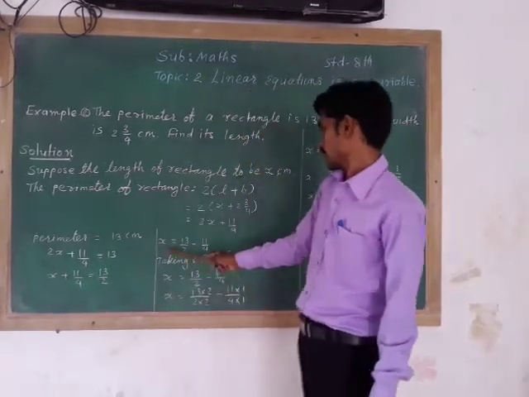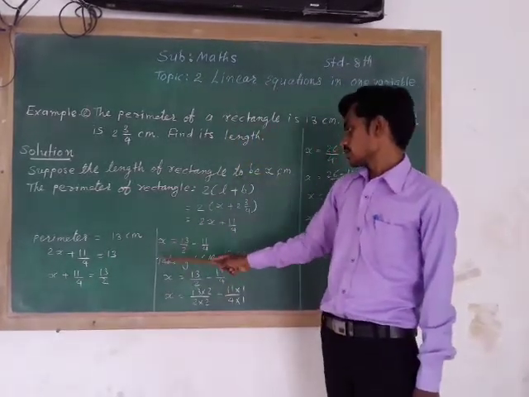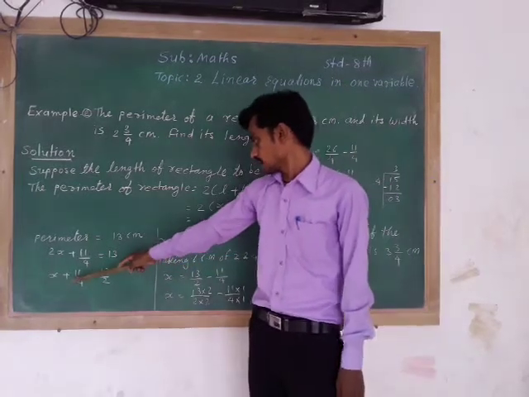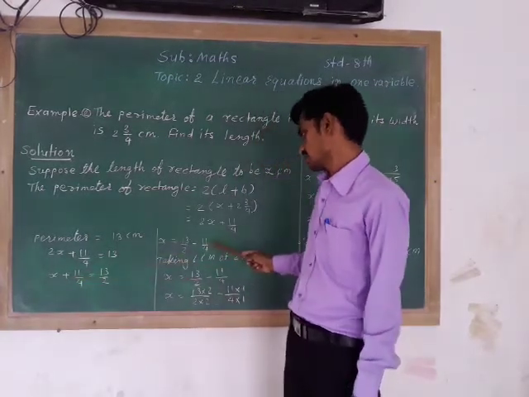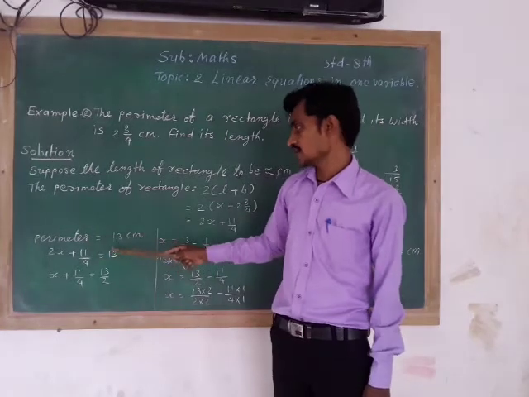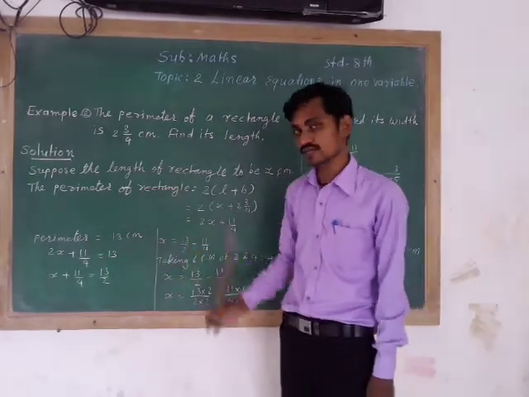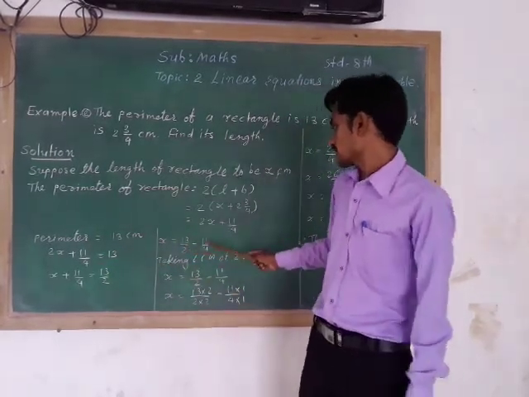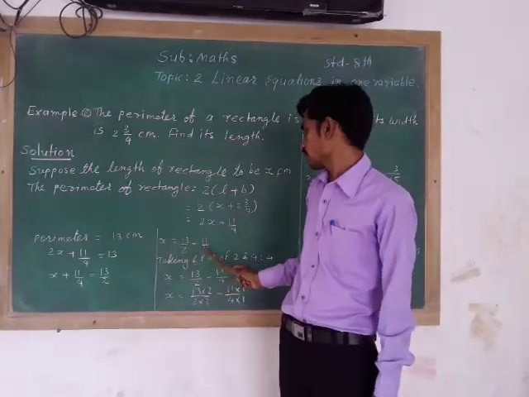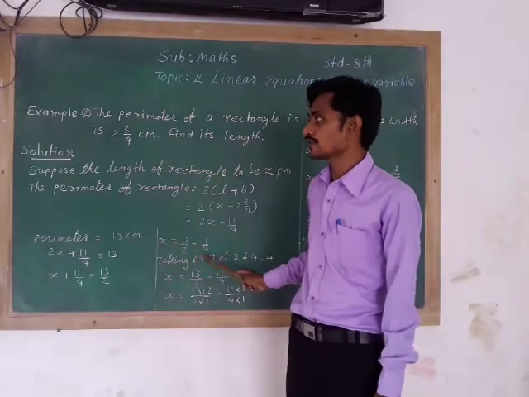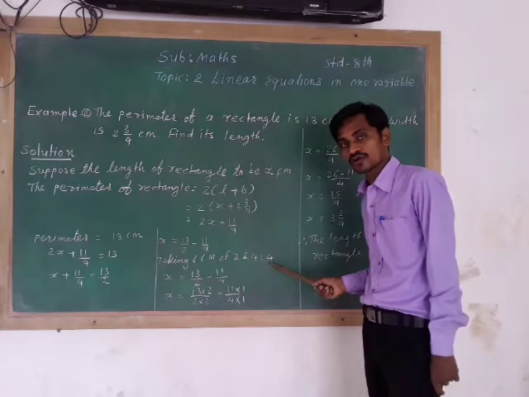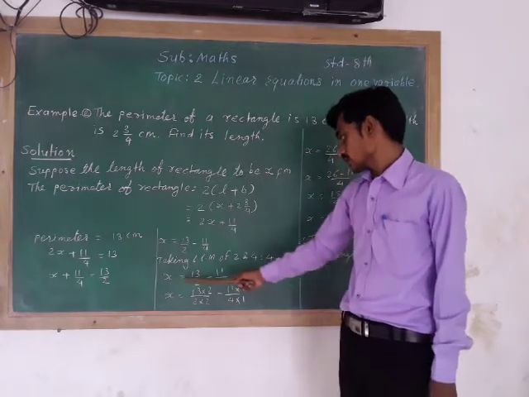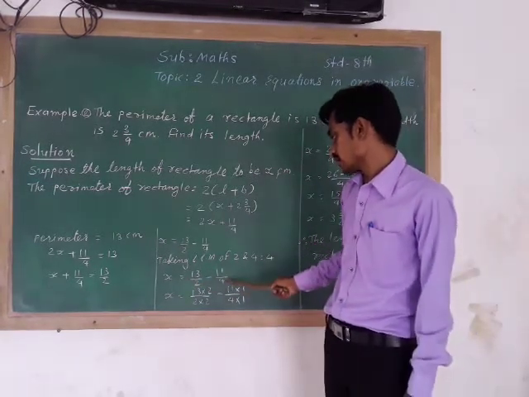Okay, so x is equal to 13 by 2, then we take this plus sign here as minus. If you change from left hand side to right hand side, the sign will be changed. So minus 11 by 4. Okay. Now 2 and 4, we have to take the LCM of 2 and 4. What is the LCM of 2 and 4? 4 is the LCM. Okay. So 13 by 2 minus 11 by 4.